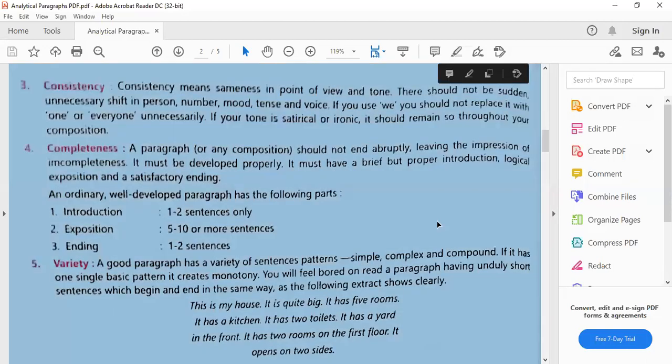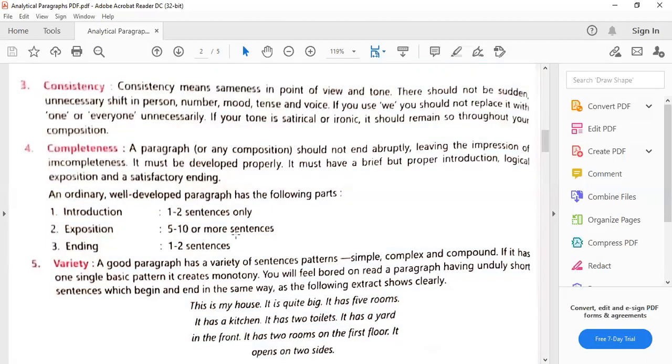Then exposition, 5 to 10 or more sentences, where you will deal with the problems and the discussion of the whole topic. Then ending in 1 or 2 sentences where you will give the output or the result or any warning, any appeal, or what would happen if we are not careful about that particular problem which you are mentioning in the problem paragraph.